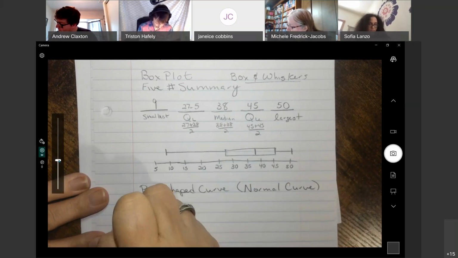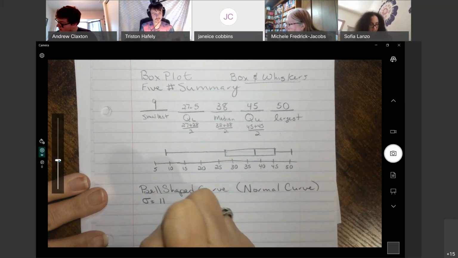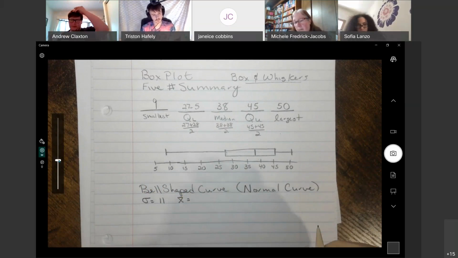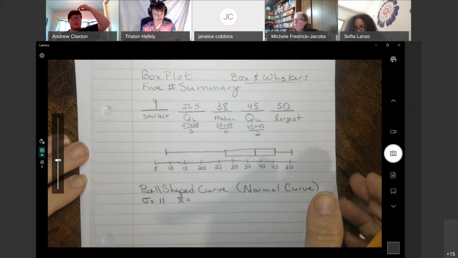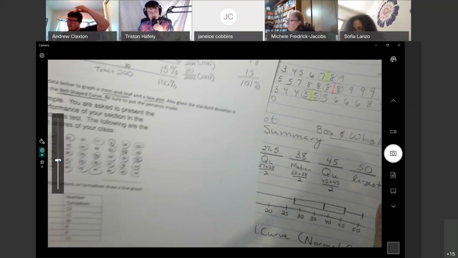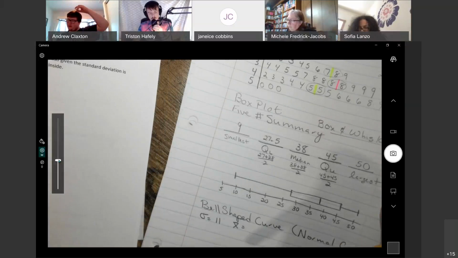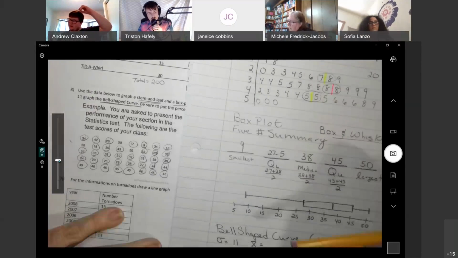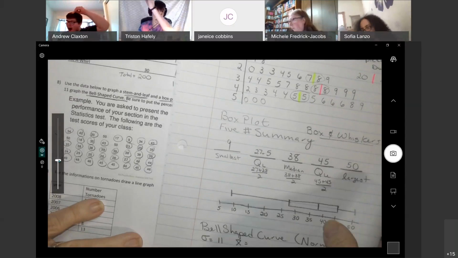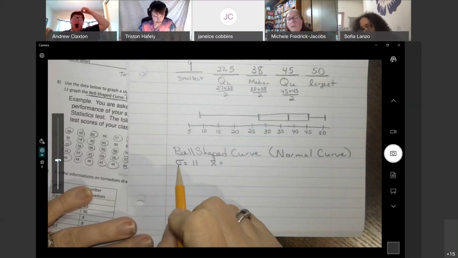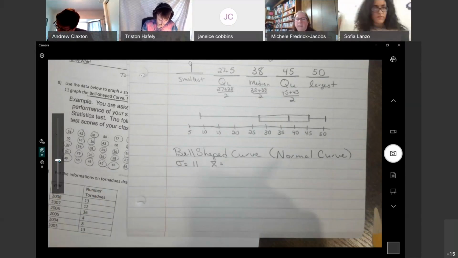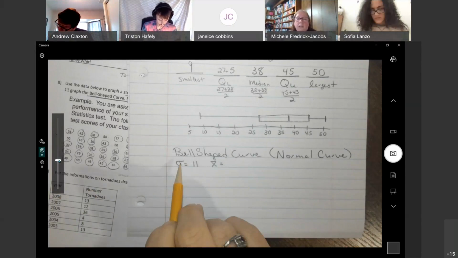They told us the standard deviation was 11, but they didn't give us the mean. So we need to find the mean. Were those symbols standard deviation and mean? Yeah, this one's the mean. It's an X with a line over it. And this one means standard deviation. They also use an S for standard deviation, but my S's look like 5s, so I use this.